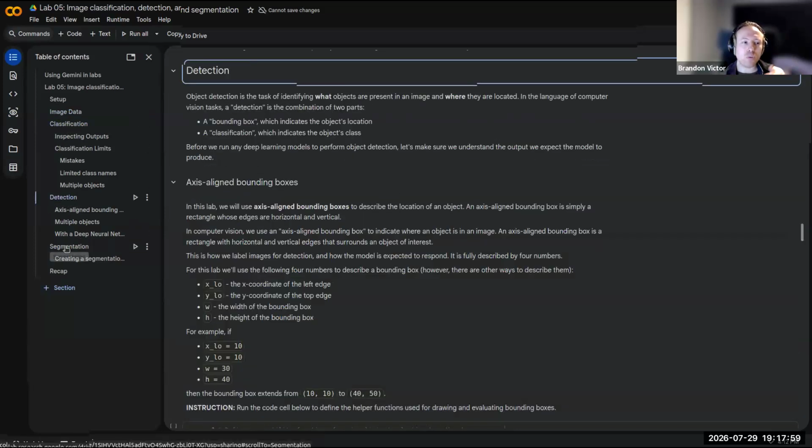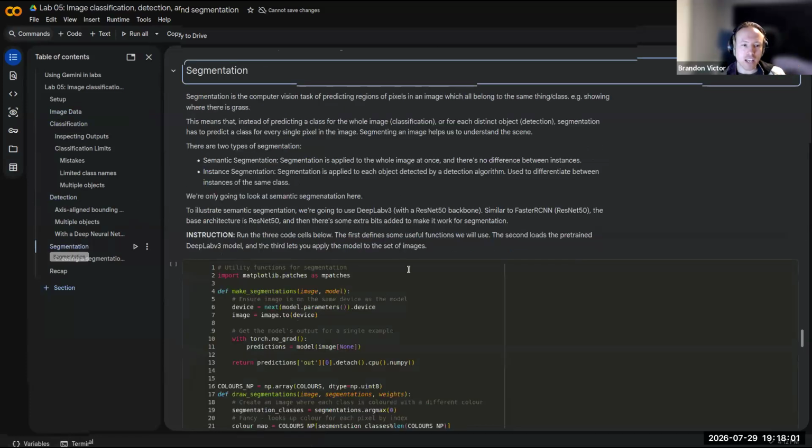And then finally, we're going to be looking at segmentation. Same idea. What do the numbers coming out of the model look like for segmentation? In particular, we're going to be looking at semantic segmentation. We're not going to be looking too much at instance segmentation. So lab sheet 5 should be reasonably easy. We're just kind of looking at what the output data looks like.